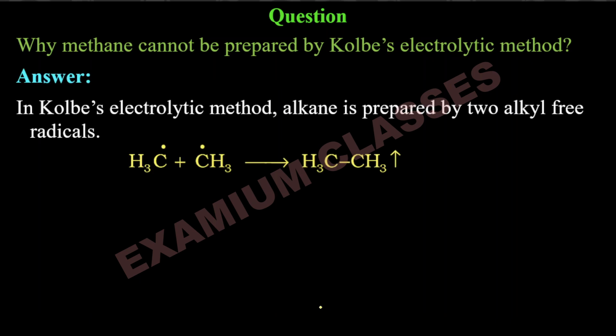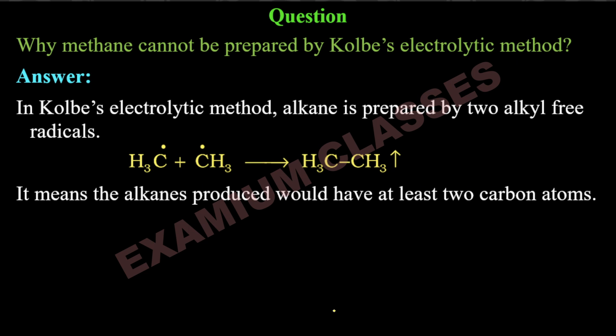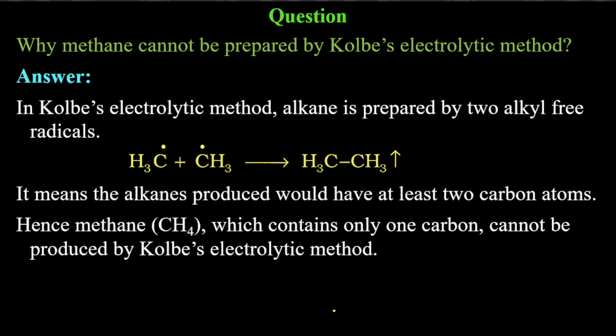This is something I have done, right. So methyl free radicals combine and give you ethane. It means alkanes produced would have at least 2 carbon atoms. I also explained why odd numbered alkanes cannot be produced. The reason is very simple, because two similar alkyl free radicals will combine, and when two similar alkyl free radicals combine, they will always produce even numbered carbon atom alkanes. That completes the preparation methods of alkanes.